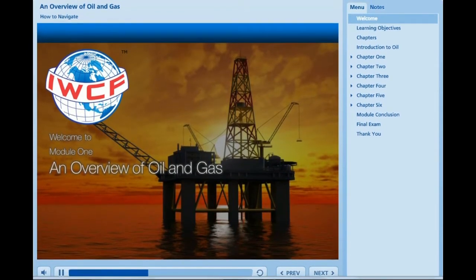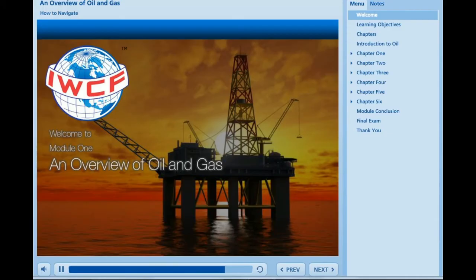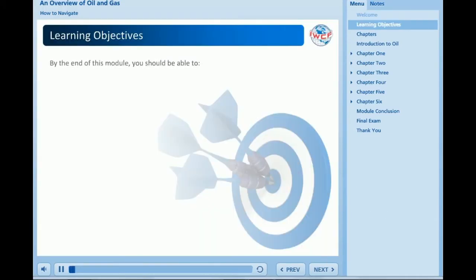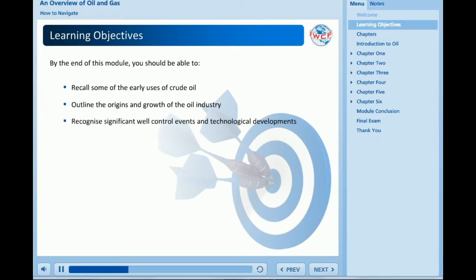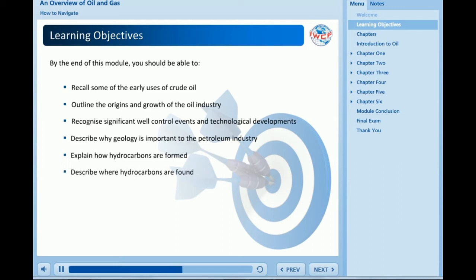Welcome to Module 1, an overview of oil and gas. By the end of this module, you should be able to recall some of the early uses of crude oil, outline the origins and growth of the oil industry, recognize significant well control events and technological developments, describe why geology is important to the petroleum industry, explain how hydrocarbons are formed, describe where hydrocarbons are found, and identify different methods for finding oil and gas.